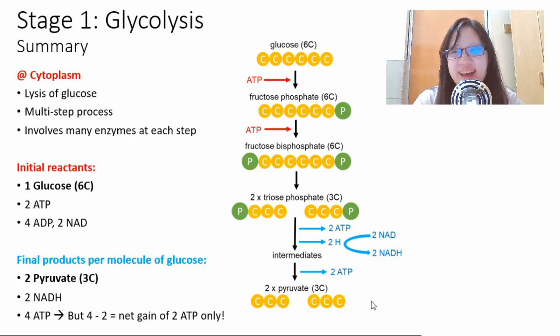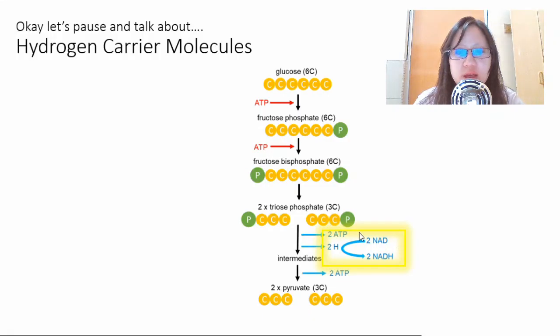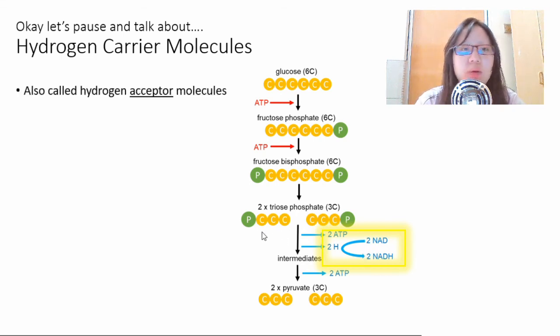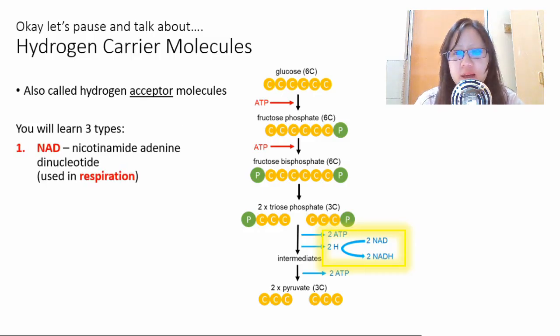So that is glycolysis. Okay, let's pause and talk a little bit about hydrogen carrier molecules. You've seen the hydrogen carrier molecules in this area just now. What in the world is NAD and where did it come from? What is its structure? What does it do? We are about to find out. Now, hydrogen carrier molecules or hydrogen carriers are also called hydrogen acceptors. You'll learn 3 types in A2.